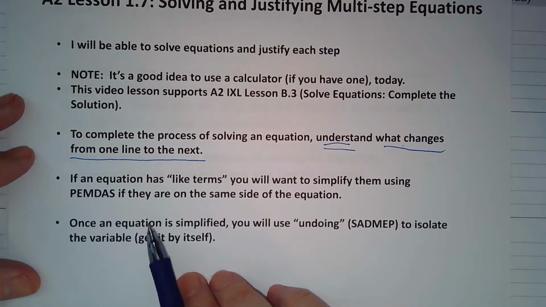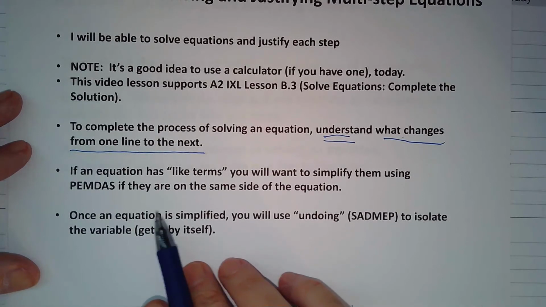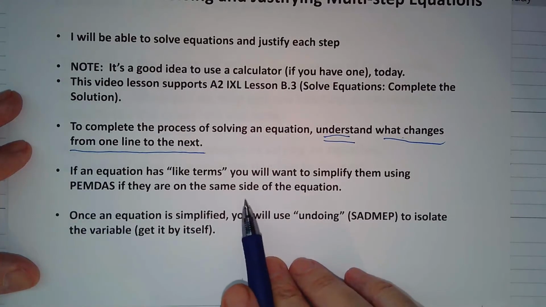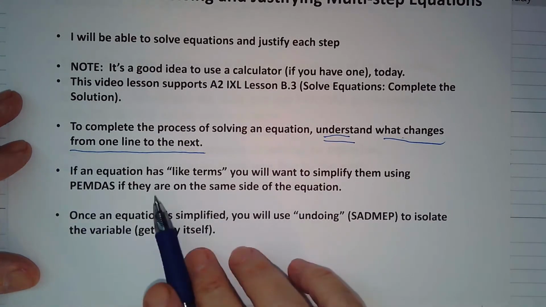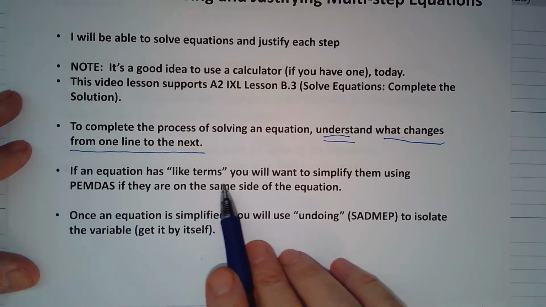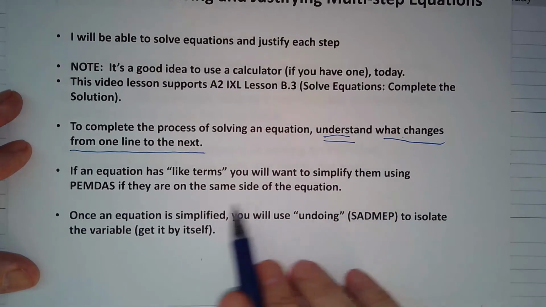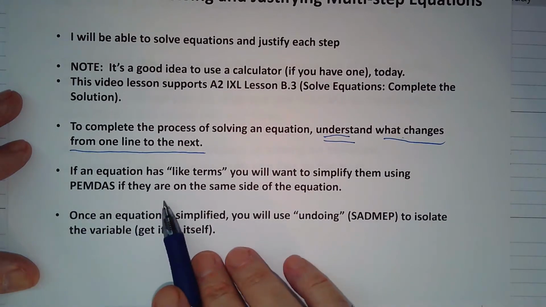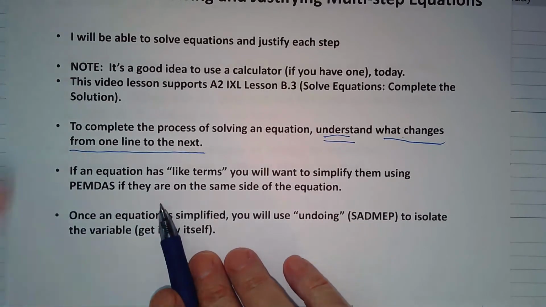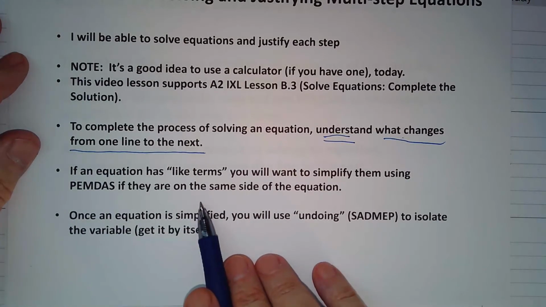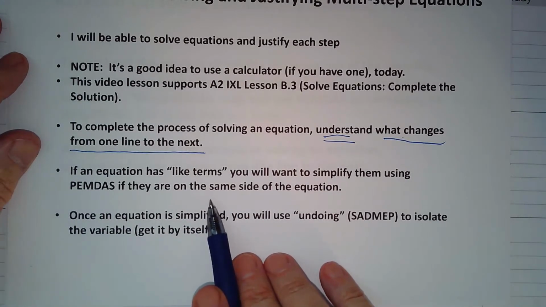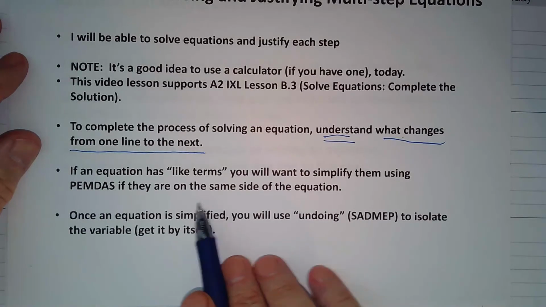And your guide to this is, first of all, simplification and then undoing. So you simplify if the equation that you start with has like terms. You would simplify them using PEMDAS. You know what PEMDAS is. We've gone over this a number of times in our videos, and it's an old thing for you, I'm sure, because you probably had it in middle school.